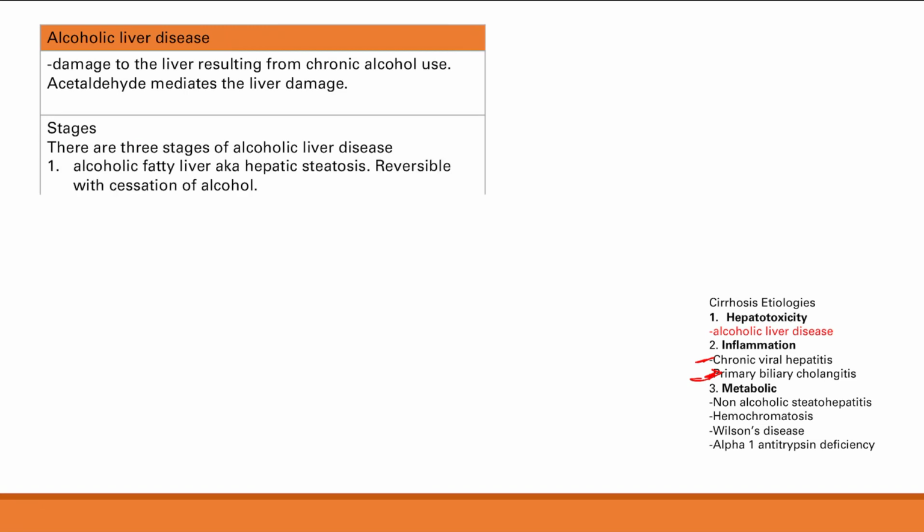So the first one is called alcoholic fatty liver, aka hepatic steatosis. Steatosis just basically means fatty change. So that liver is going to turn fatty. Okay, it really does. If you look at it in gross, there's just pieces of fat in that liver. It's mediated by this alcohol, and it's reversible with cessation of alcohol.